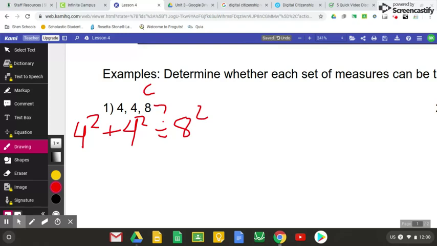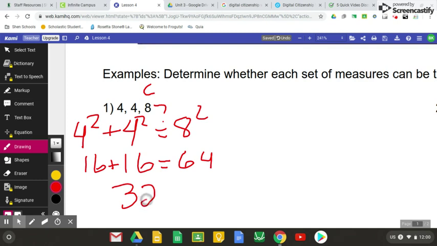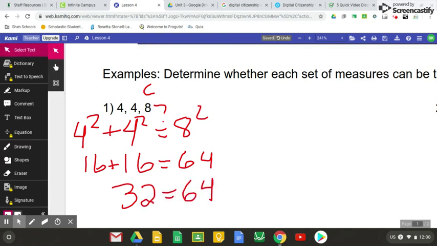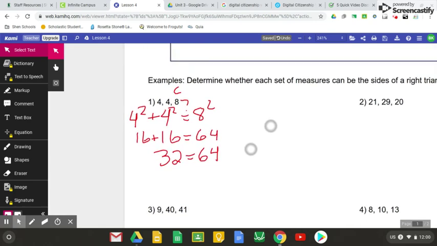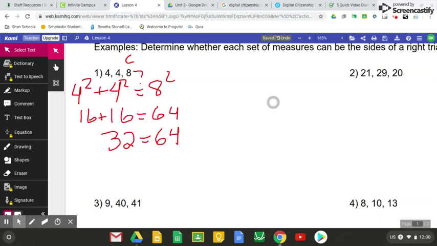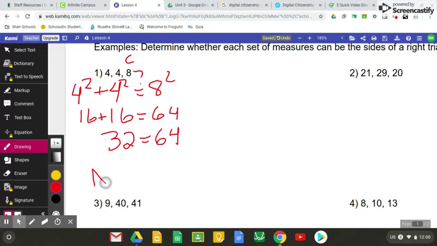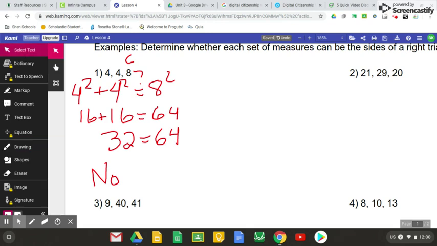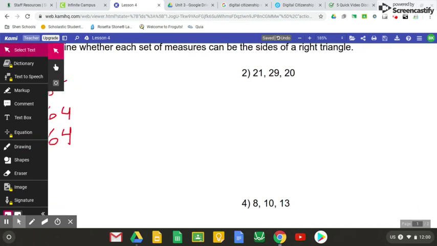So then I take my calculator. 4 squared is 16, plus 16, and 8 squared is 64. Add them together, 32. Is this true? No, it's not. So determine if this can be a right triangle. All we gotta say is no. Okay, so there's our first one. Number 2.